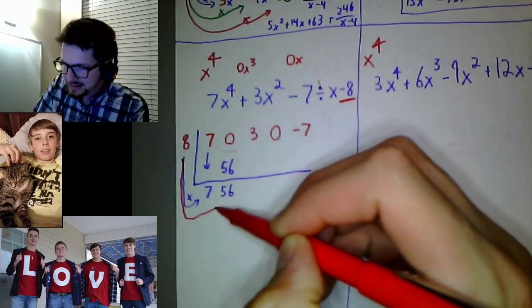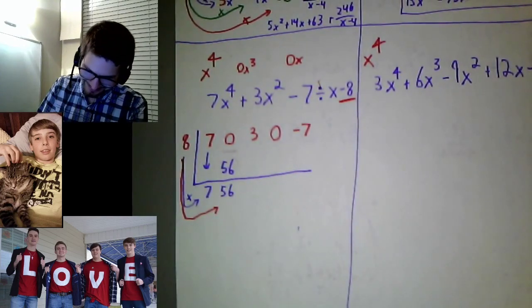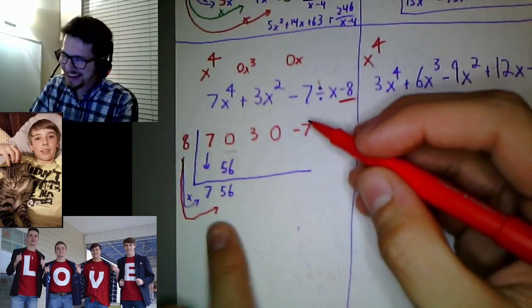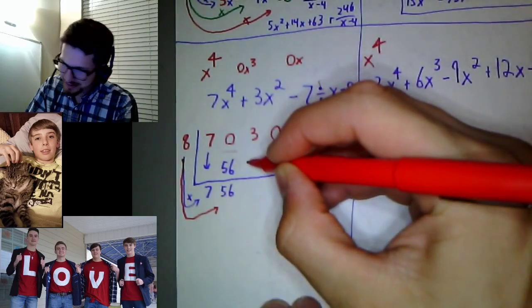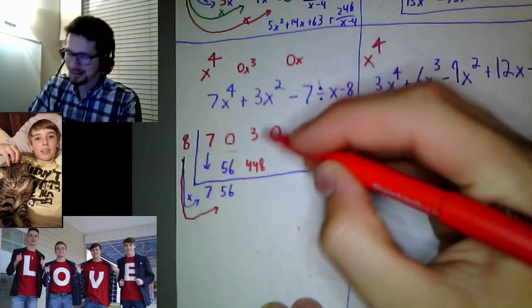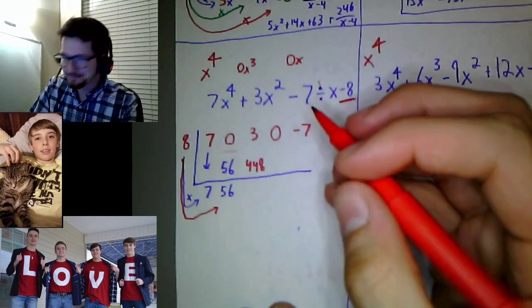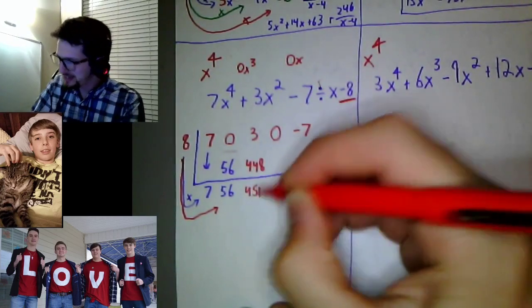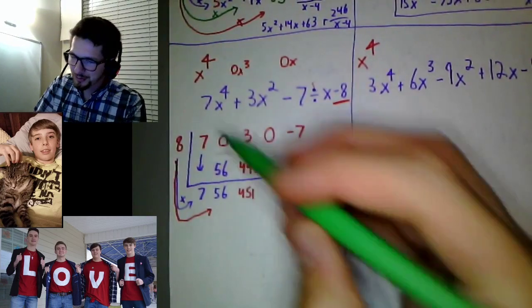What is 8 times 56? These numbers get so big so fast. 8 times 56 gives me 448. What's 448 plus 3? 451.